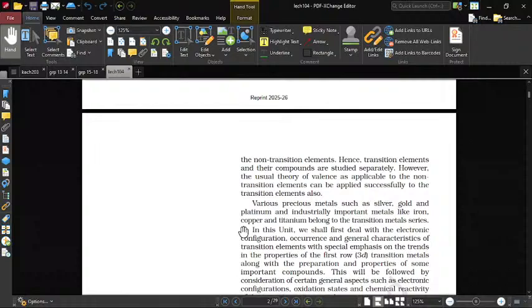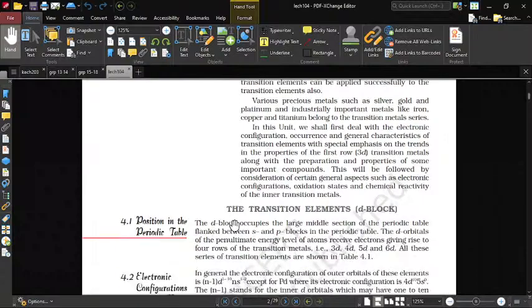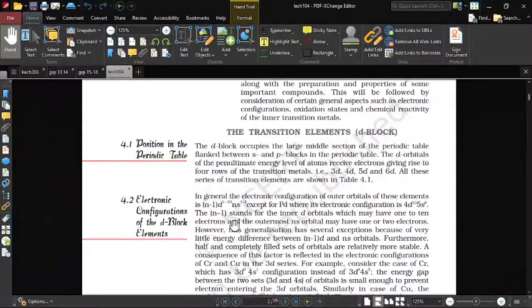In this unit, we shall first deal with electronic configuration, occurrence, and general characteristics of transition elements, with special emphasis on the trends in the properties of the first row of 3d elements, along with the preparation and properties of some important compounds. This will be followed by consideration of certain general aspects such as electronic configuration, oxidation states, and chemical reactivity of inner transition metals.